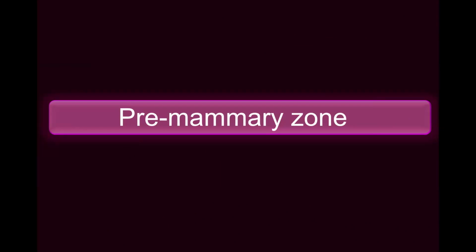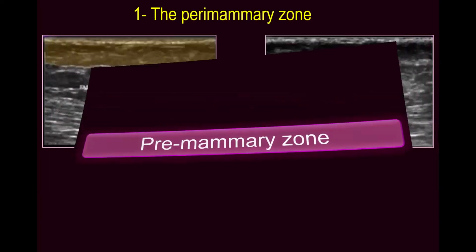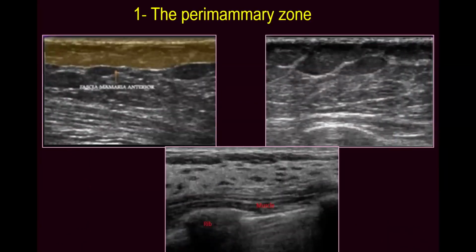Okay, we discussed the fascia and the Huber ligaments. Let us go to the zonal anatomy, starting from superficial and going to the deep. The first one is the pre-mammary zone. As we have mentioned before, this is the pre-mammary zone, and it is variable in thickness.